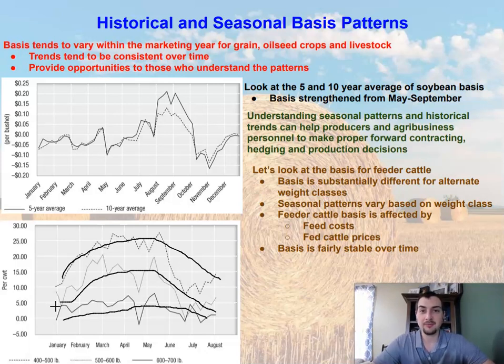So overall, by knowing these historical and seasonal patterns, we can look at when the commodity basis is going to be strengthening and when it is typically going to be narrowing. We can use that to our advantage whenever we're forward pricing and making these future contracts. And like it says up here, it helps producers and agribusinesses make proper forward contracting, hedging, and production decisions by knowing how these local bases, these commodity bases, work over several years.